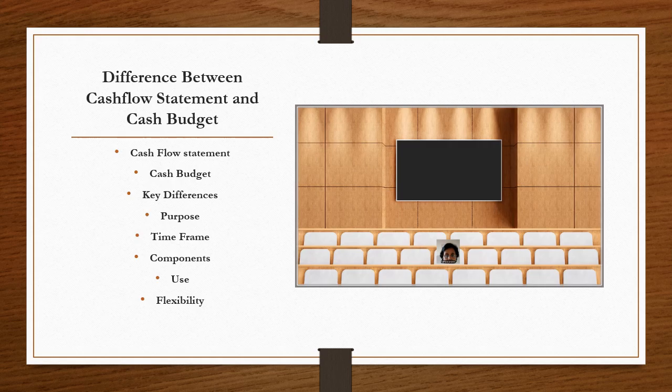Components. Cash flow statement. The cash flow statement typically consists of three main sections: operating activities, investing activities, and financing activities. It details cash inflows and outflows from these areas of the business. Cash budget. The cash budget typically includes estimated cash receipts and cash disbursements categorized by sources such as sales revenue, loans, investments, and expenses such as payroll, utilities, and purchases.